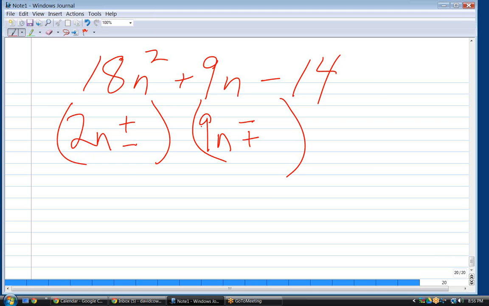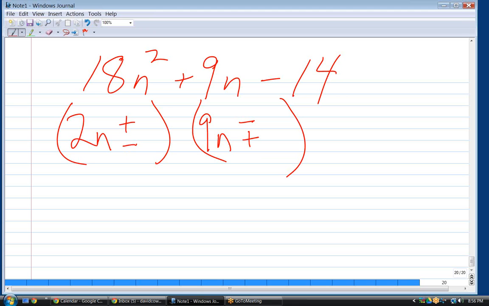This is a 2, this is a 9. So whenever these coefficients are not the same and you decide your signs have to be opposite, you have to allow for both possibilities. It's either going to be plus minus or it's going to be minus plus.